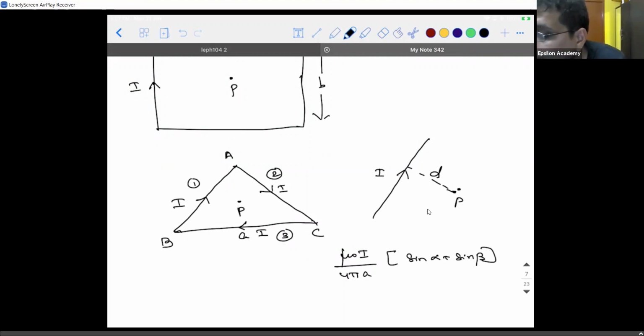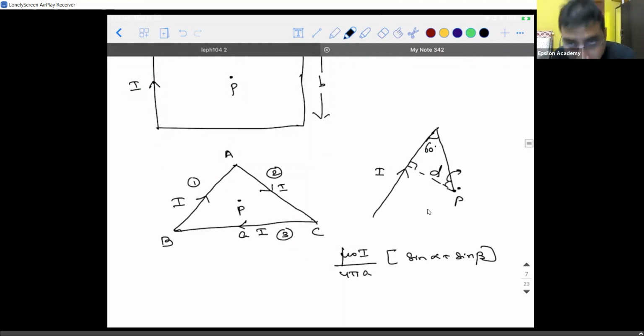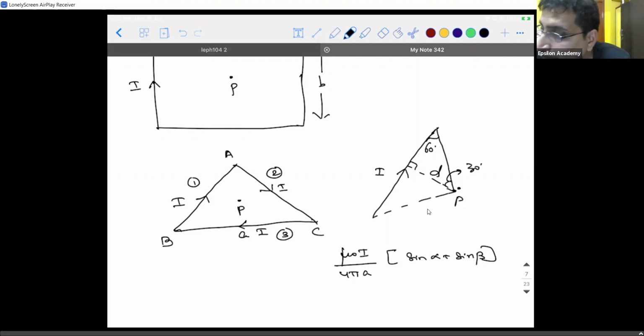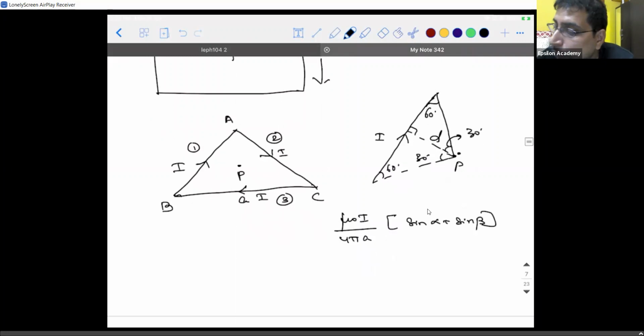Similarly, if I try to join this point, how much is this angle, guys? It is 60 degrees. This is 90. Then how much is this angle? That's an obvious question. 30 degrees. So from here, this is also going to be 30, this is going to be 60 degrees, right? Now, what is the formula?